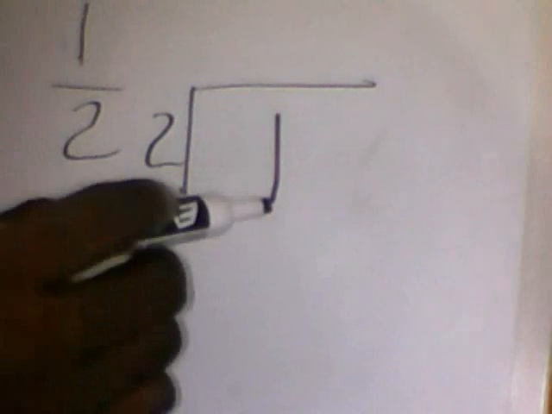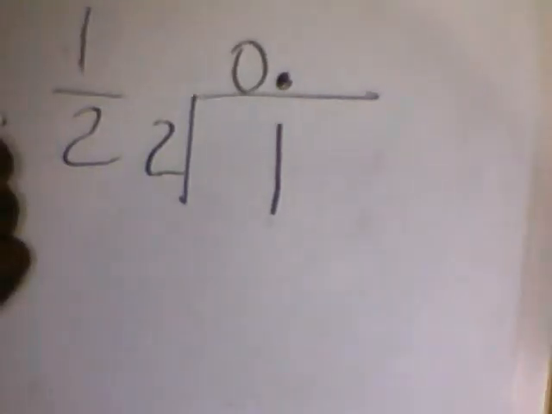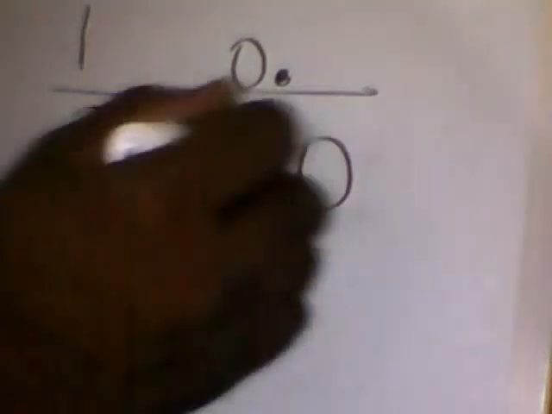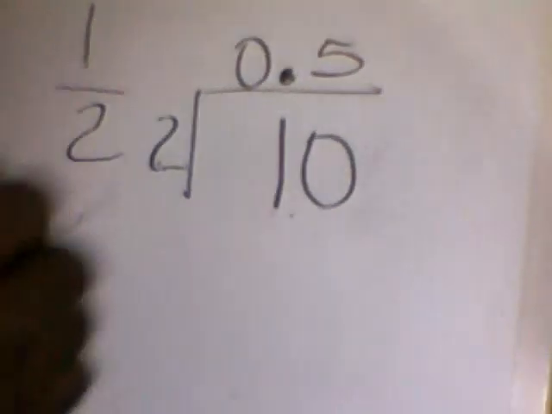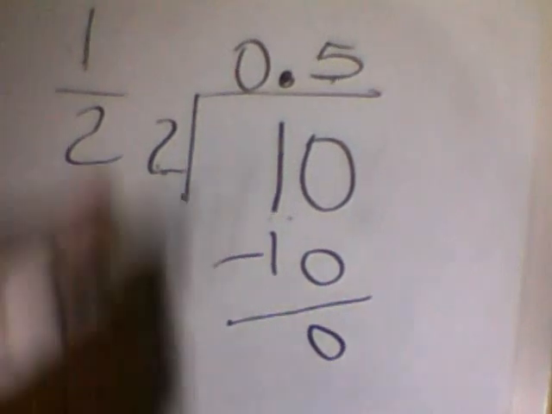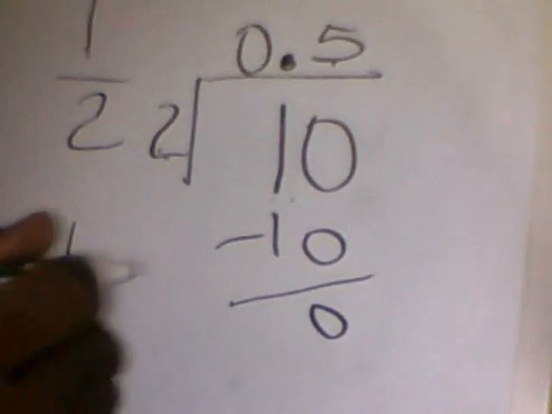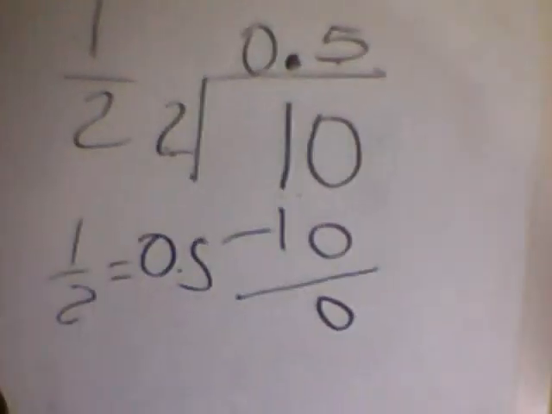Now 2 into 1, we can't. So place a 0, then a decimal point. Good. Then we add a 0 here. Now 2 into 10 is 5. So 2 times 5 is 10, right? 10 right there. Then you minus and you get 0. Very good. So a half in decimal is the same as 0.5. Let's look at another example.